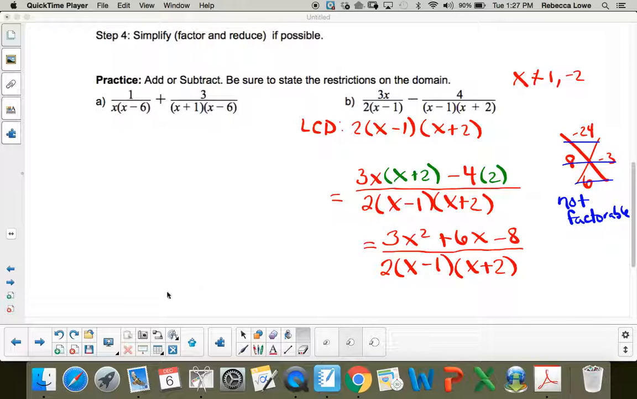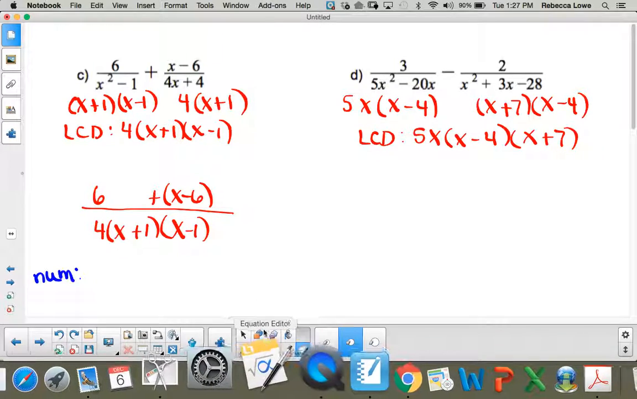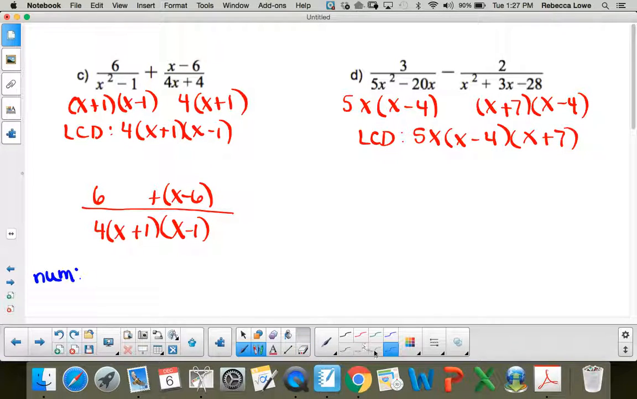So there's your answer. On the back page, it's a little more difficult just because we have to factor the denominators first and then find the least common denominator. So in C, you could see I factored x squared minus 1 to x plus 1, x minus 1. That's a difference of squares. And I factored 4x plus 4 to 4 times x plus 1. So the least common denominator are the factors that they don't share and the factors that they share.